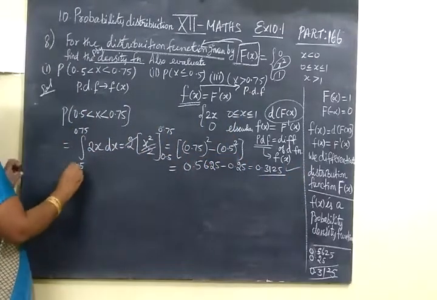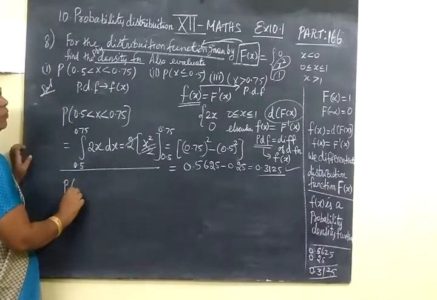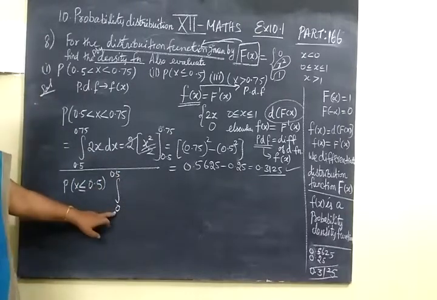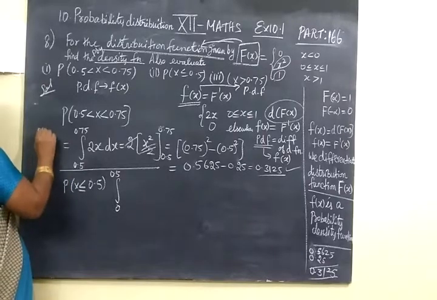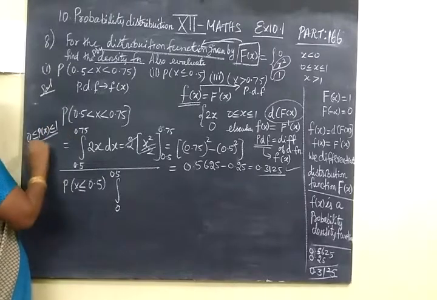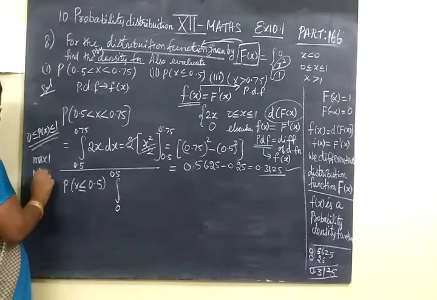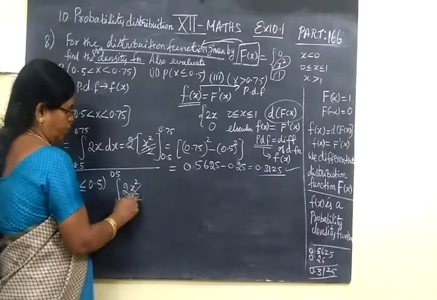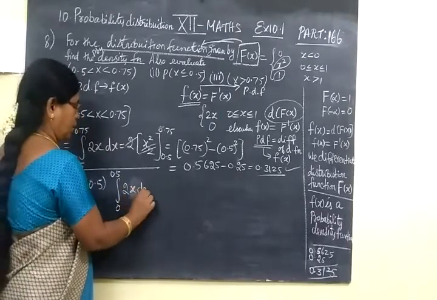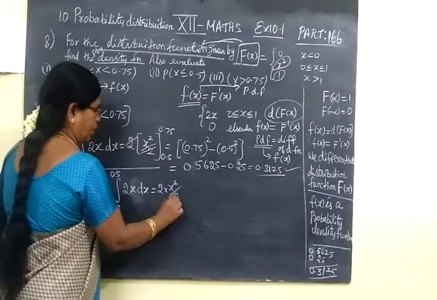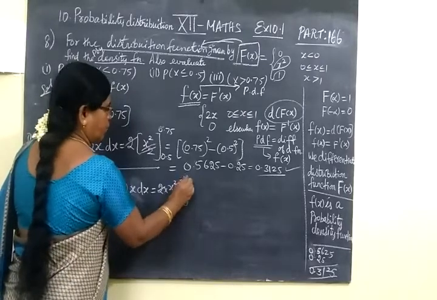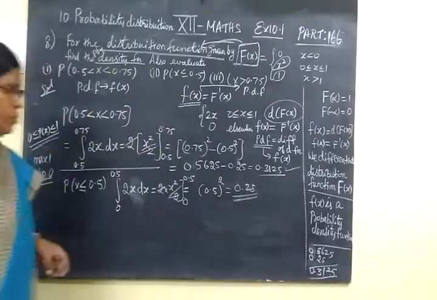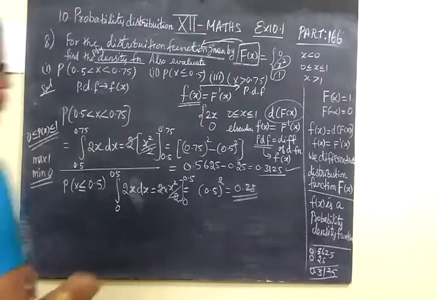Then the next one, P of x less than 0.5. So integral 0 to 0.5, lower limit 0, upper limit 0.5, because x value lies between 0 and 1. If the maximum value is 1, then the minimum value is 0. That we know already from the previous step. So now you write 2x dx, 2 into x squared by 2, the 2s cancel. Now the limit is 0 to 0.5. So 0.5 whole square equals 0.25. Once again we check the answer. The answer is 0.25. So this answer is correct.